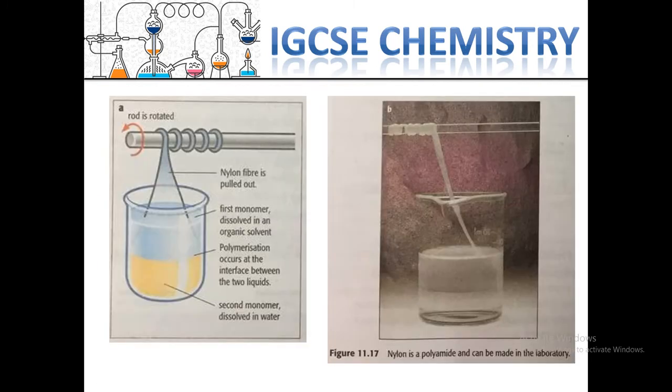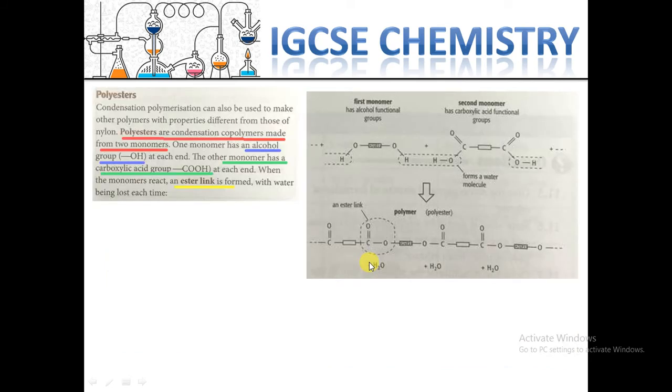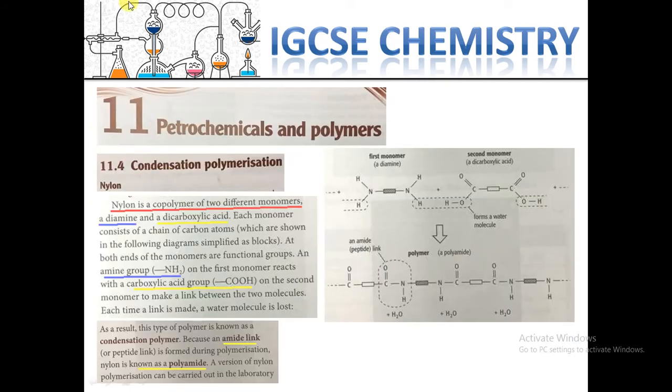Then in this slide you can see that after the reaction occurred, one rod can be rotated to collect the nylon in the solution of water. The nylon fiber is pulled out by rolling the rod or any stick. All right, and another example for condensation polymerization. First is nylon.